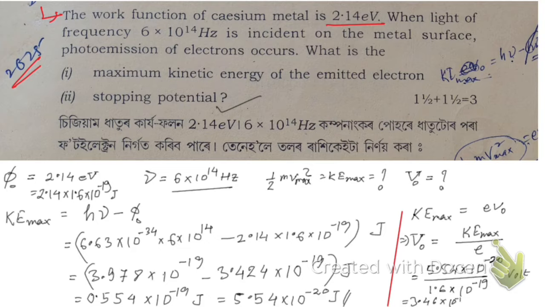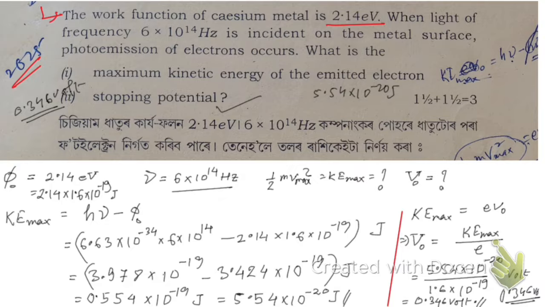That means we can say 0.346 volt. That is the answer. Right. So maximum kinetic energy we have got 5.54 into 10 to the power minus 20 joule, and stopping potential we have got 0.346 volt, right? So that is the answer.